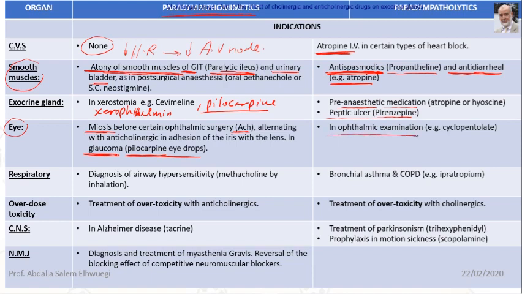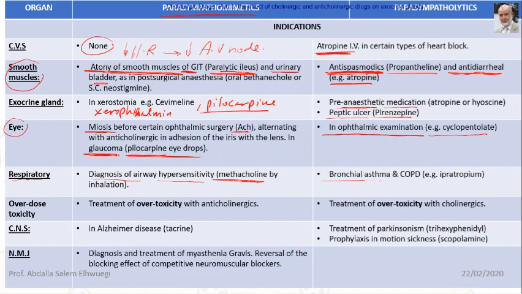Atropine-like drugs, on the other hand, produce mydriasis, and therefore they are used for ophthalmic examination, and the most famous example used is cyclopentolate because it has a short duration of action. On respiration, we have said that cholinomimetics produce contraction of the smooth muscles of the respiratory tract, producing bronchoconstriction. They are used in diagnosis of airway hypersensitivity, so we said that methacholine is used by inhalation in the diagnosis of airways hypersensitivity.